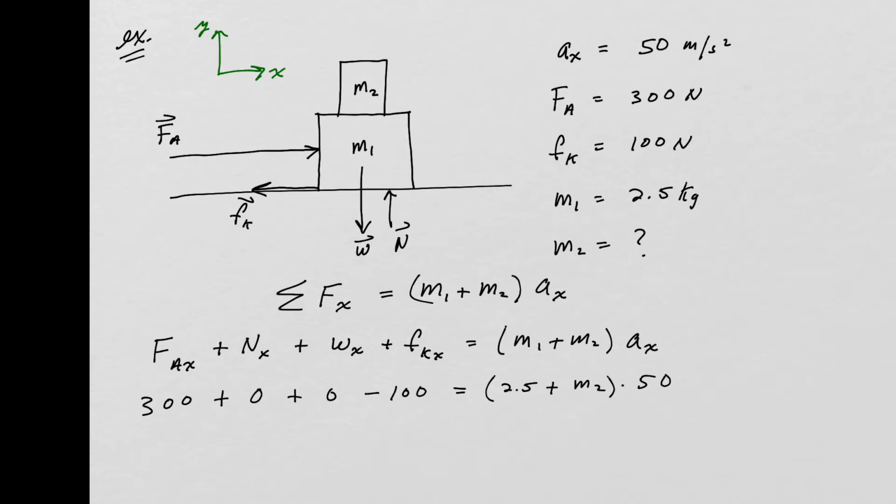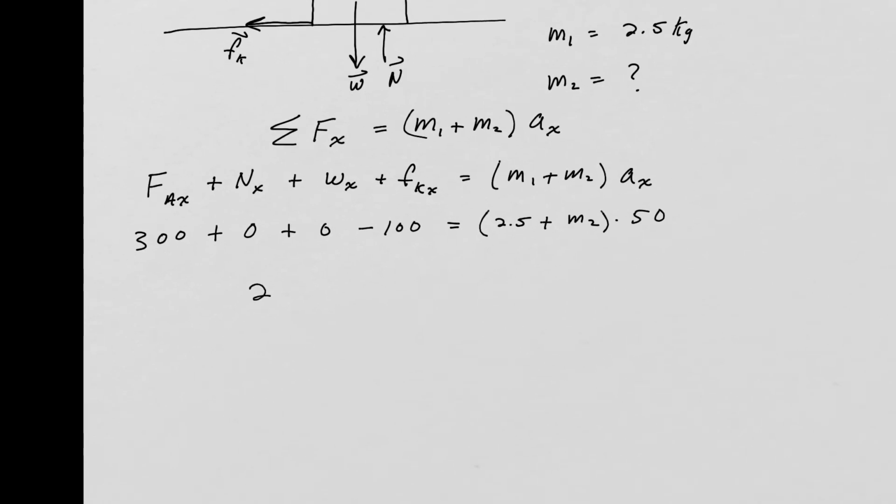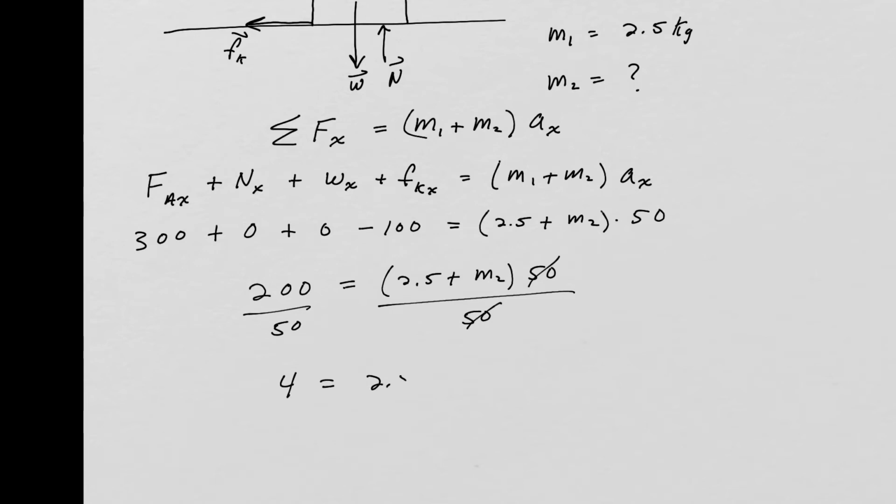So now, basically, your only unknown is M2. We can solve this for M2, right? So I have 200 on the left-hand side is equal to (2.5 plus M2) times 50. You could distribute the 50, but it might be easier in this case just to first divide by 50 to get rid of it. So that's gone. So I'm going to have 4, right, is equal to 2.5 plus M2. And now finally I can subtract 2.5 from both sides. So it looks like M2 is going to be 1.5 kilograms.